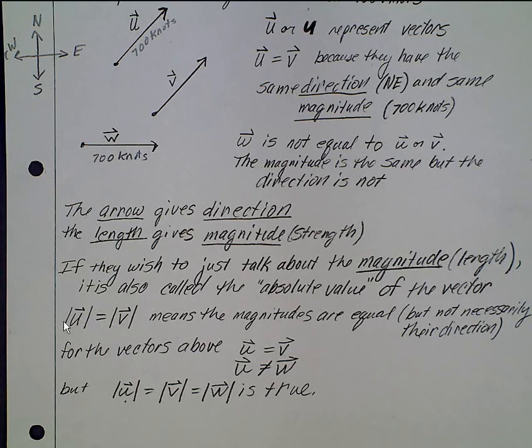So the absolute value of u equals the absolute value of v means that their magnitudes are equal, but not necessarily their direction. For the vectors above, u equals v, but u does not equal w. However, the absolute value of u, or the length of u, does equal the length of v, which does equal the length of w. So it is true that their magnitudes are the same. They're just not going in the same direction, so their actual vectors are not the same.